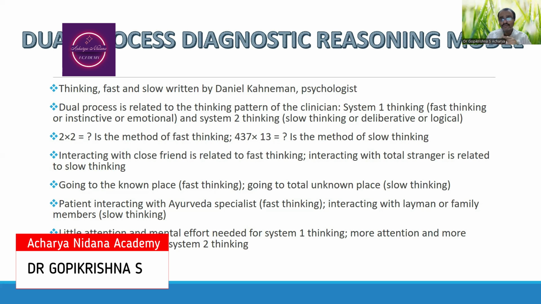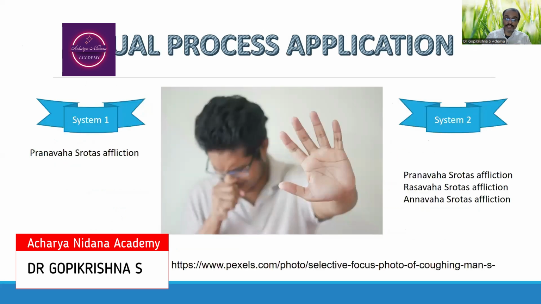That means whenever you are seeing your close friend from a far away distance, you are not seeing the face itself, you are going to see only his back. You can identify him from far away itself. This is mainly related to the fast thinking pattern, whereas looking at a total stranger is mainly related to system two thinking, or otherwise slow thinking.